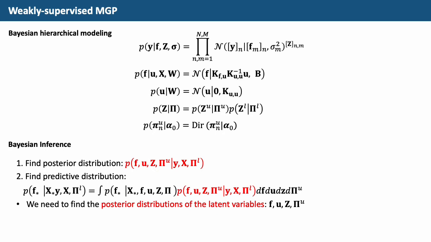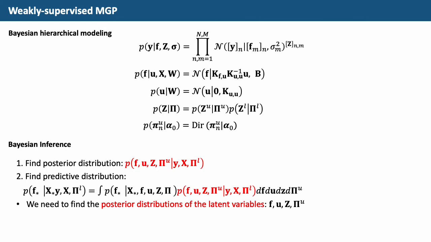Okay, now we have a hierarchical model for weakly supervised MGP. Typically, Bayesian inference and prediction takes the following steps. First, we find posterior distributions for latent variables given our data. Here the latent variables in our model are F, U, Z, and pi U. Then we can find a predictive distribution for new inputs by marginalization with the posterior distribution.